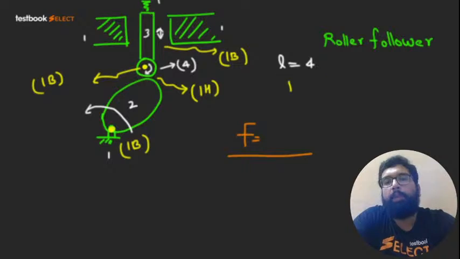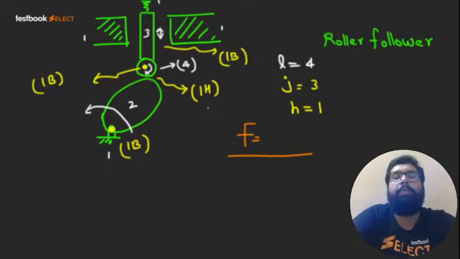So how many binary joints are there? We got 3 binary joints, yes or no? We got 3 binary joints. We got one higher pair as well. Now, do we have any redundancy in this? Can you see the extra motion here?